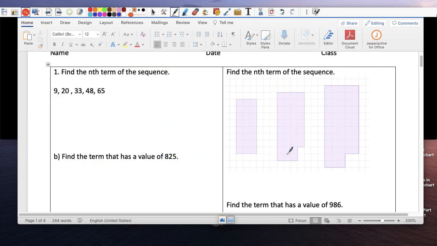Second question. Same thing, except that this one I gave you the visual as well. So if you have a choice of doing that first difference, second difference, or you can figure out using this. Okay, so it's really up to you.